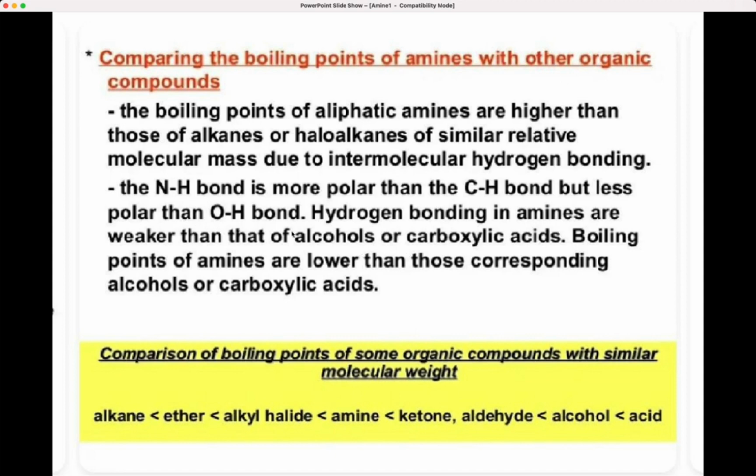Hydrogen bonding in amines is weaker than in alcohols or carboxylic acids, and the boiling points of amines are less than those of the corresponding alcohols or carboxylic acids. If you compare the boiling points of organic compounds with similar molecular weights, it comes in this order: alkane < ether < alkyl halide < amine < ketone or aldehyde < alcohol < acid. So remember this, write it in a book or take a screenshot of this.